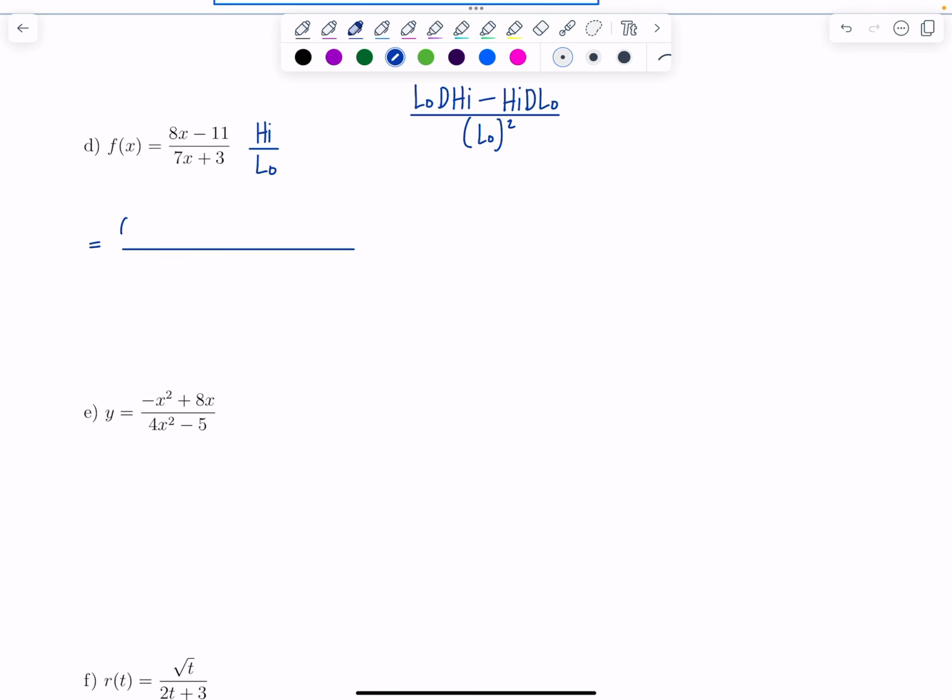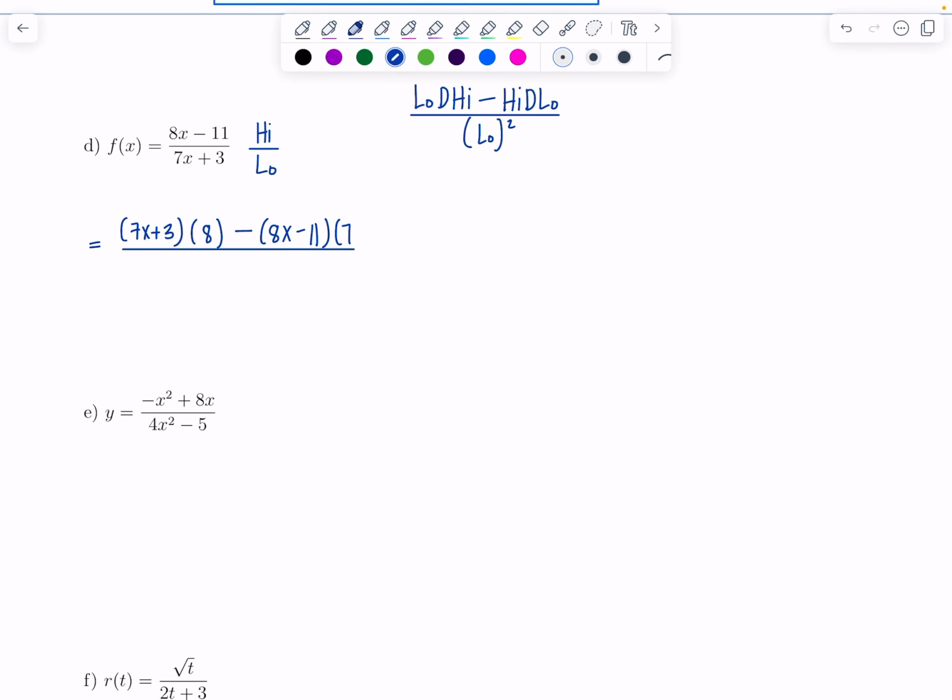So low means write the denominator, don't change it. D high means derivative of the numerator. What's the derivative of 8x minus 11? Very good, it's 8. Minus high, so just the numerator, don't touch it. D low, what's the derivative of the denominator?